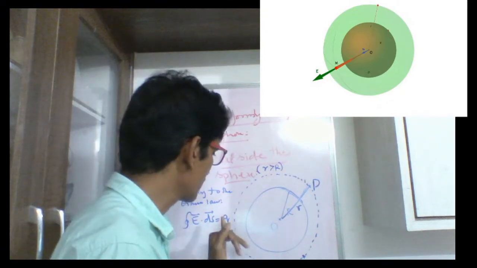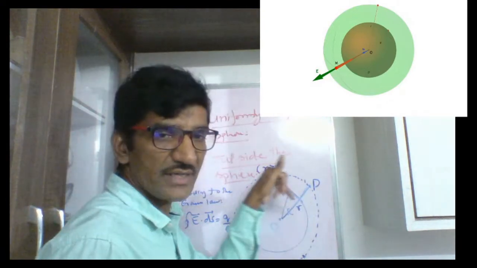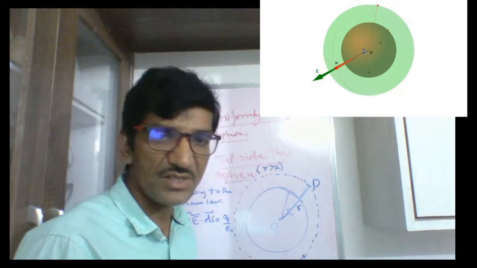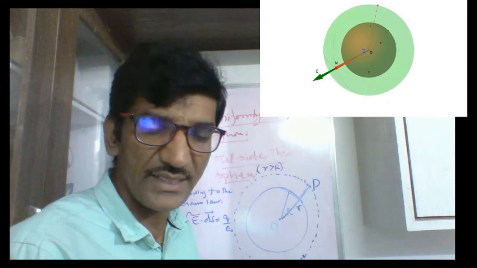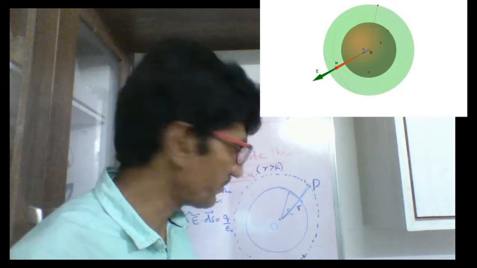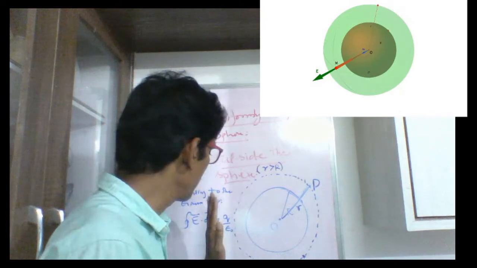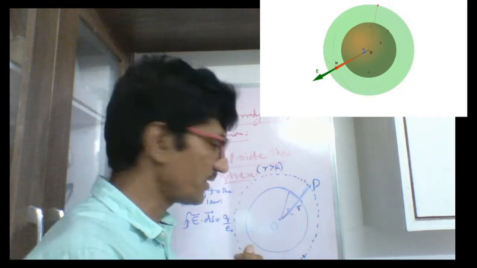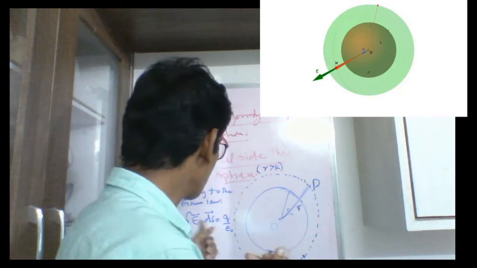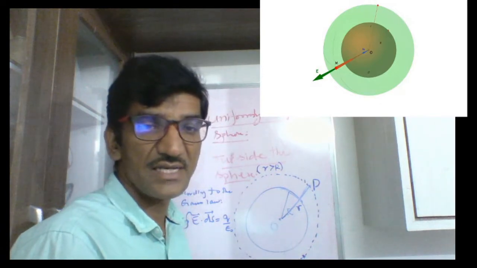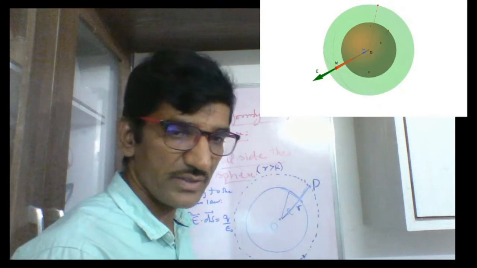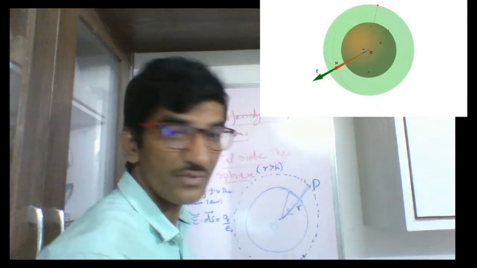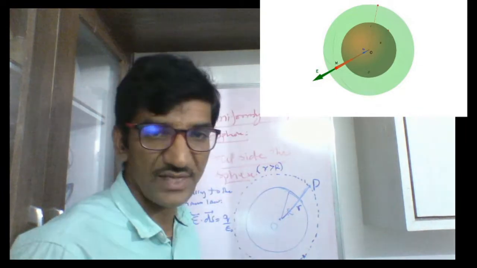Why? Because inside this dotted imaginary sphere, how much charge do you have? The entire charge in the solid sphere, that is small q. That's why you need not change q here. Your RHS is exactly applicable to this problem. You need not change that. You have to modify the LHS according to the situation.